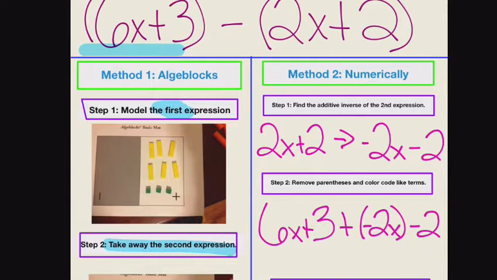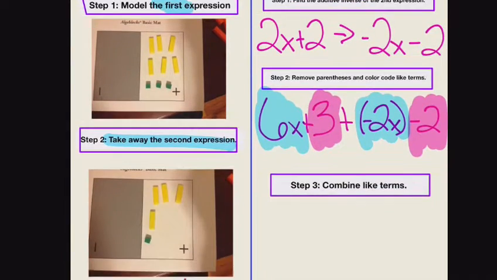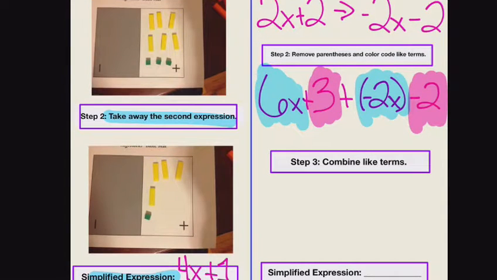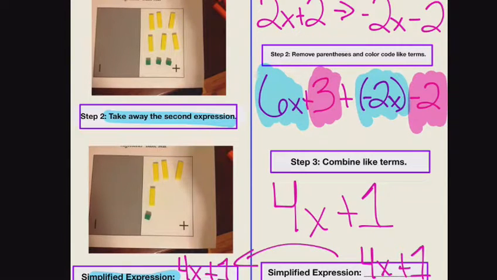Now let's go ahead and color code like terms. So 6x and negative 2x, and 3 and minus 2. Then let's combine our like terms. 6x plus negative 2x leaves us with 4x, and 3 minus 2 leaves us with 1. So our simplified expression is 4x plus 1. Again, you can see we get the same answer both times, so we know we did it correctly. Okay, let's try another one.